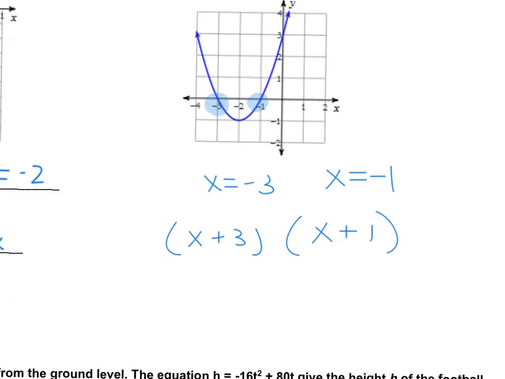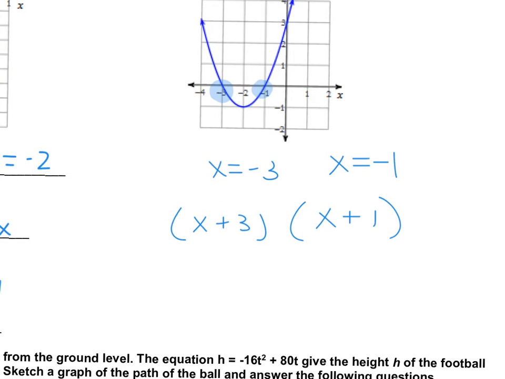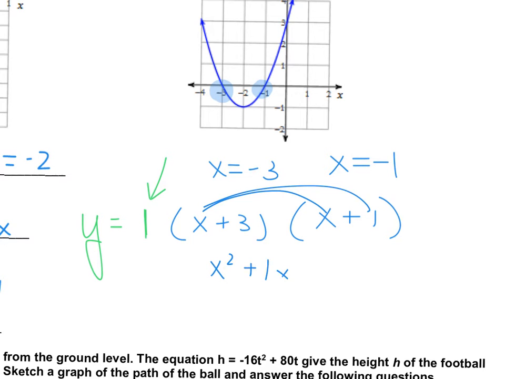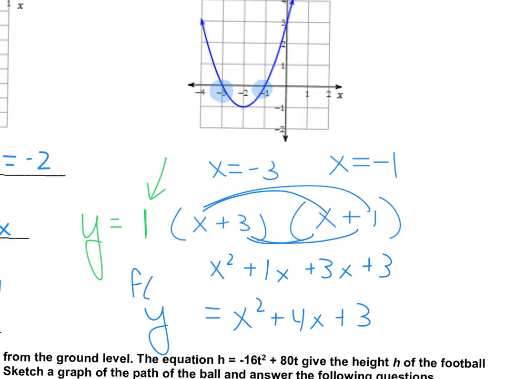Okay? Now, this is opening up, so just keep in mind that technically there's a positive 1 out at the front. It is a y equals. You don't have to include that, though, because we know that multiplying anything by 1 will just be itself. So let's go ahead and FOIL this out and get x squared plus 1x plus 3x plus 3, or x squared plus 4x plus 3. And that's going to equal y, or you could say f of x. It doesn't matter which way.